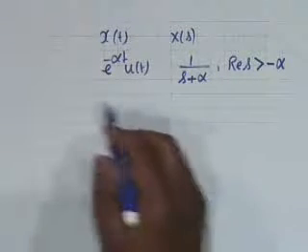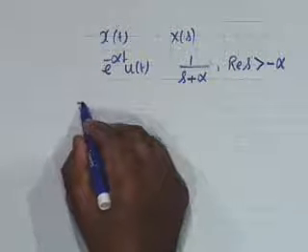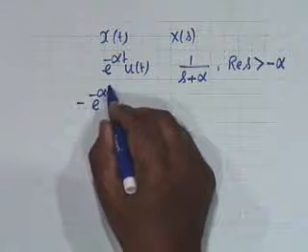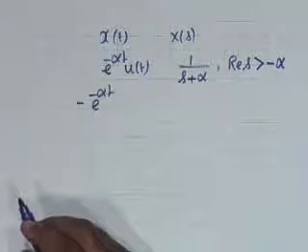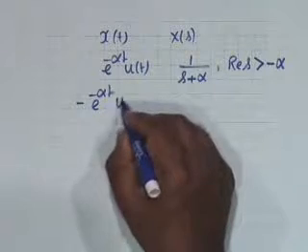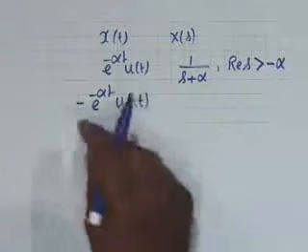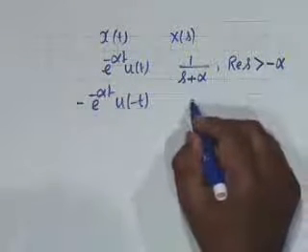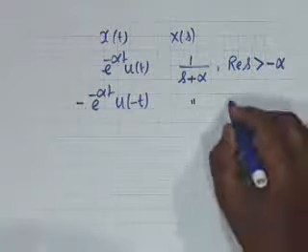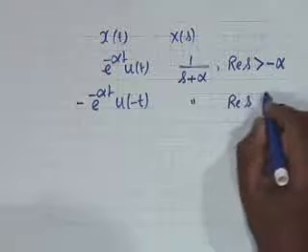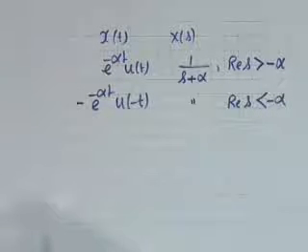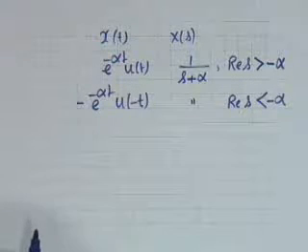Is that correct? On the other hand, if I had minus e to the minus alpha t, note this negative sign. People often make mistakes here. If it is a left sided signal like this with a negative sign, the Laplace transform is the same, but the ROC becomes real s less than minus alpha, a left sided sequence.